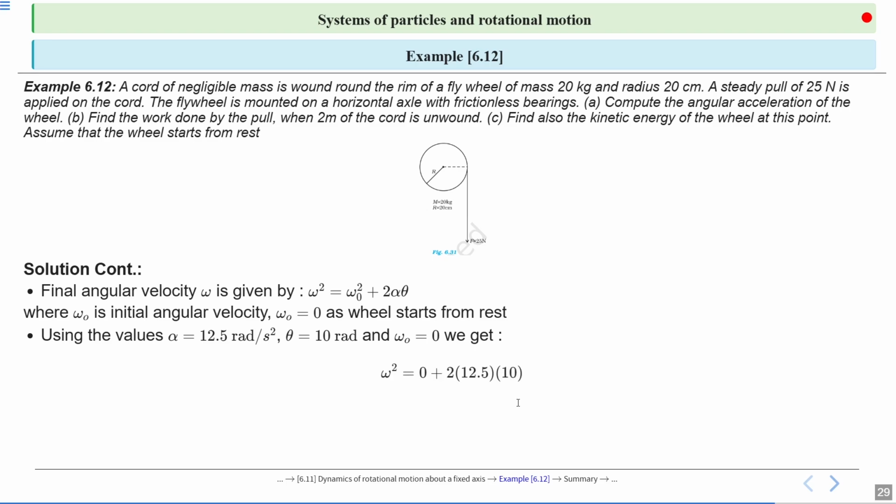So omega square is equal to 0 plus, because omega naught is equal to 0, 2 into alpha value 12.5 into the value of theta 10. So it will be what? 12.5 into 2 into 10. So it will be 125 into 2. When we solve this, we will get 250. Omega square is equal to 250. All right.